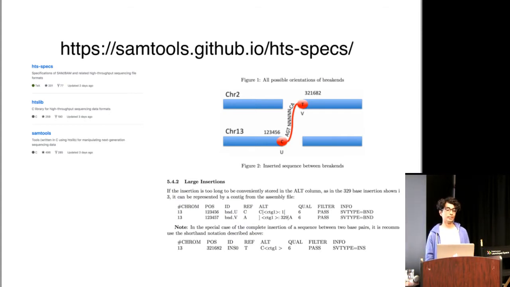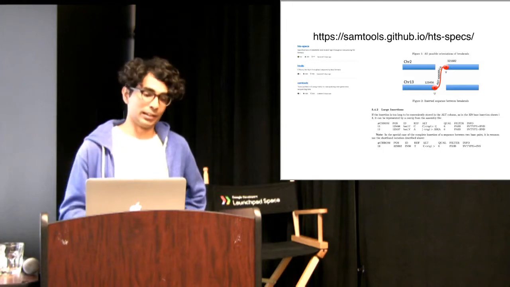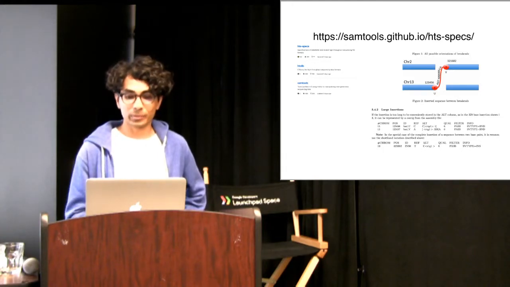So you should probably be using HTSlib, but it's okay if you don't use C. You know, I don't know. And then SAMtools is just a nice little example of what you can do with HTSlib, and tools written in C using HTSlib for manipulation of next generation sequencing data, which is what you're using here. So check this spot out.